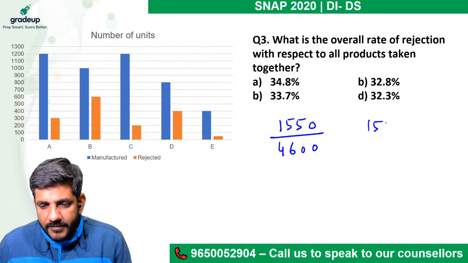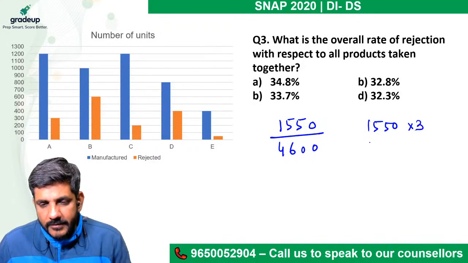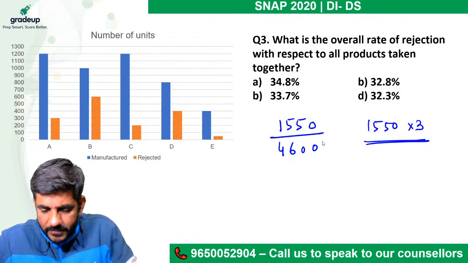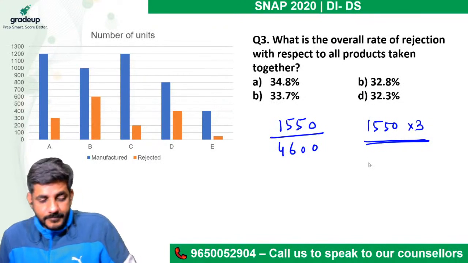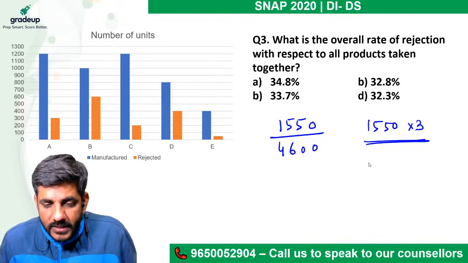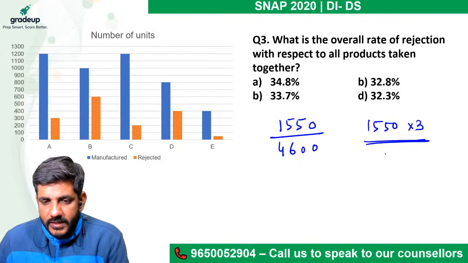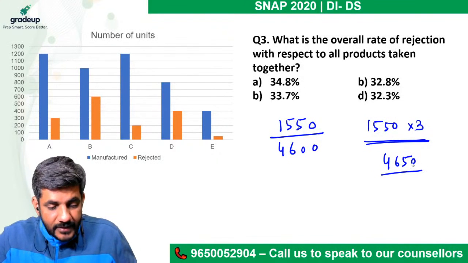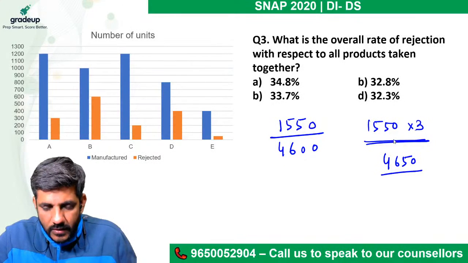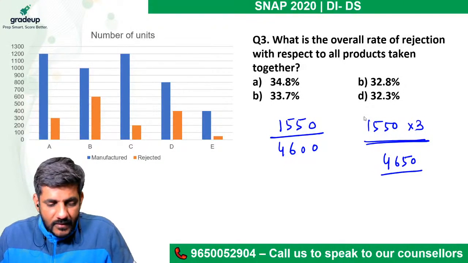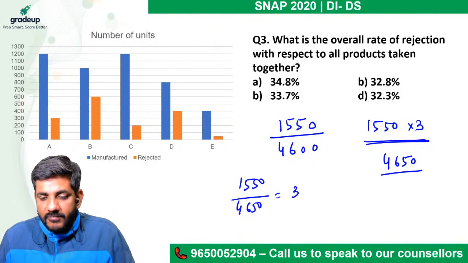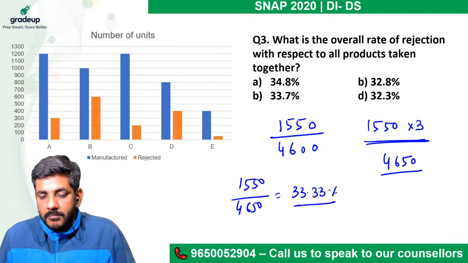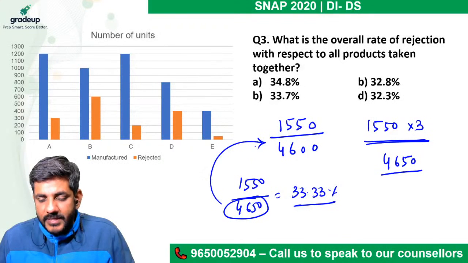So if I multiply 1550 with 3, that was on the previous page, right? So what is 1550 into 3? 1550 into 3 is 4650. I hope you can get an idea from this that had it been 1550 upon 4650, it would have been 33.33. But 4650 has slightly been decreased.